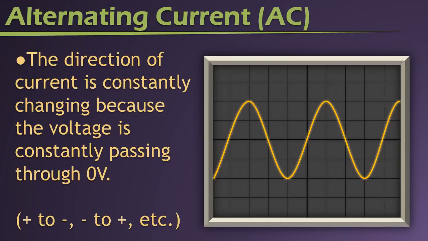So that's alternating current. And alternating current is good for some things, but for a lot of our electronics and for our more sensitive equipment, it's really no good for powering it.